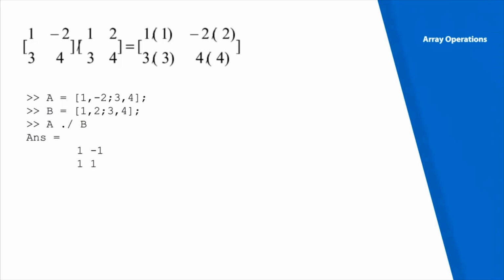Similar to element by element multiplication, we have element by element division. Here again it is denoted as the dot division operator to represent the element by element division. Here too the arrays need to be of the same size and dimension for this operation to be defined. An example for the same is shown here. A is divided by B, and the output we get is each element being divided by its corresponding element. So we have 1 divided by 1, minus 2 divided by 2, 3 divided by 3, and 4 divided by 4.